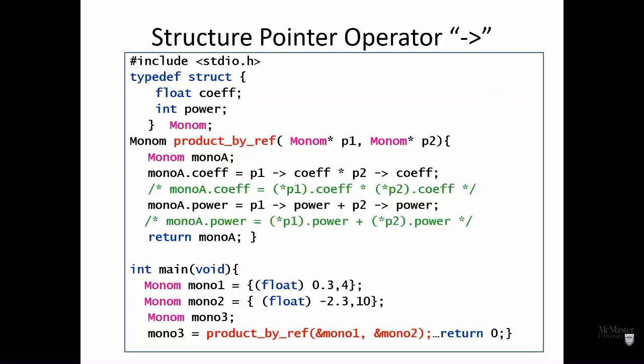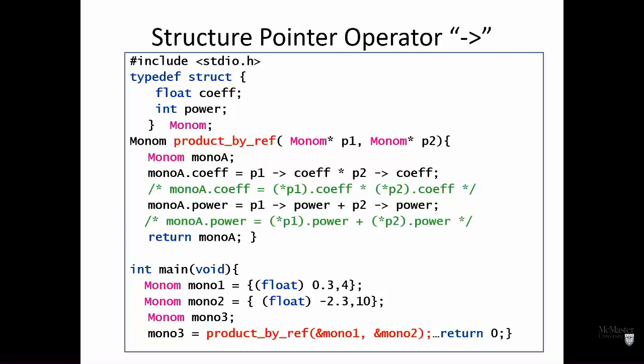You take them from mono 1, right? That means this is equivalent. If you say mono 2 equal mono 1, this is completely equivalent to saying mono 2 dot coefficient equal mono 1 dot coefficient, mono 2 dot power equal mono 1 dot power, right? But because inside a structure you can have thousands or millions of members, doing this is very time consuming, right?